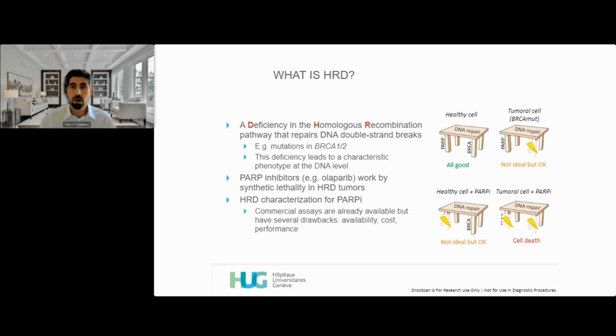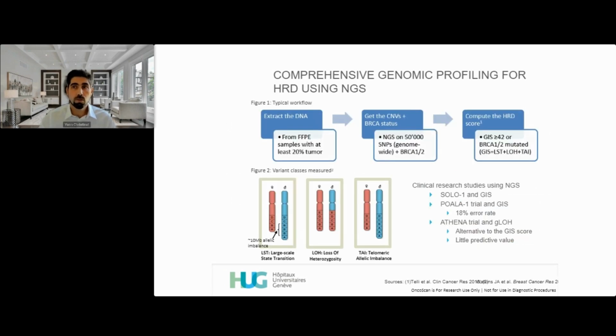So that's the whole principle. Now, the most well-known, or most used, method is NGS. And the workflow, typically: you get the DNA from the FFPE sample. You need roughly 20-30% tumor content for that. And then from that DNA, you do an NGS on roughly 50,000 SNPs and some particular genes to get the mutation on, for instance, BRCA1 and 2. And once you have the copy number, then you can compute an HRD score.